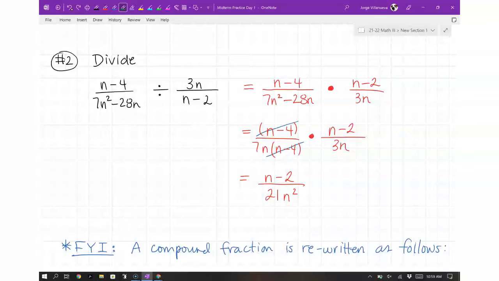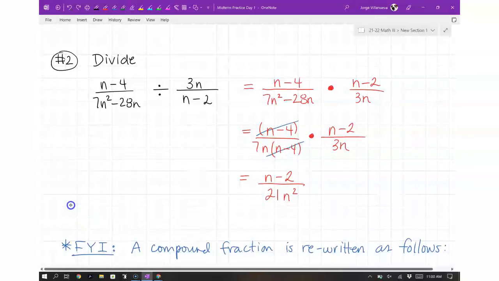n minus 2, it's stuck like glue. Okay, you can't break it apart. The only way you can get rid of that n is if you get rid of the whole n minus 2 all at once. Okay, you can't just do little pieces here and there. Okay, so there's your answer for division. And again, division became multiplication, so I don't have to do a multiply problem, okay?